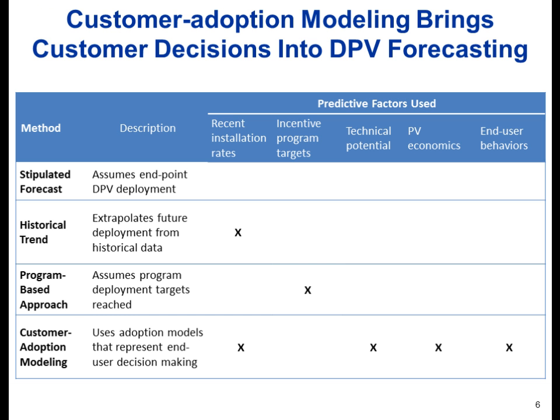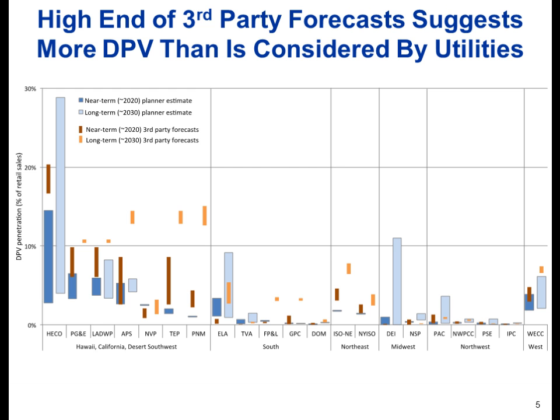So getting a good sense of how much distributed PV will grow over the next 5 to 15 years is obviously important because the expected DPV capacity can be a very influential input value in a number of resource, transmission, and distribution planning exercises. On this figure here, we show the range of DPV forecasts in the near term and in the long term as a percentage of retail sales.